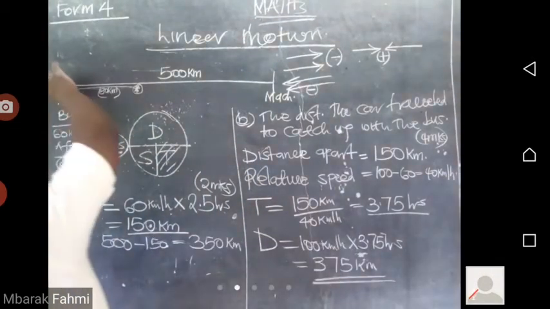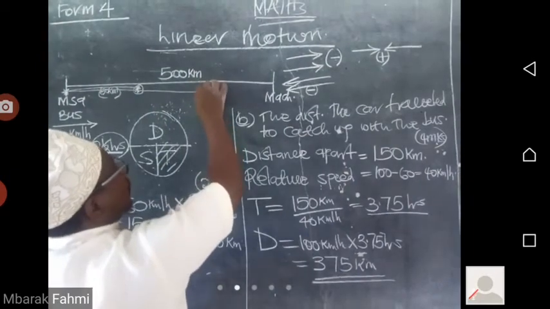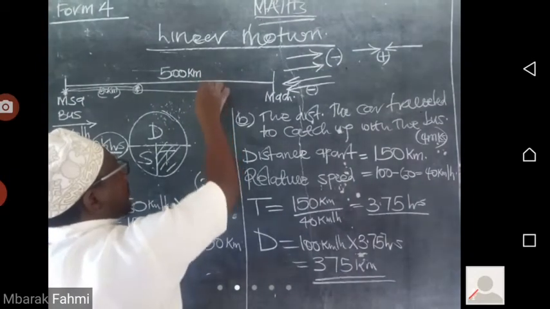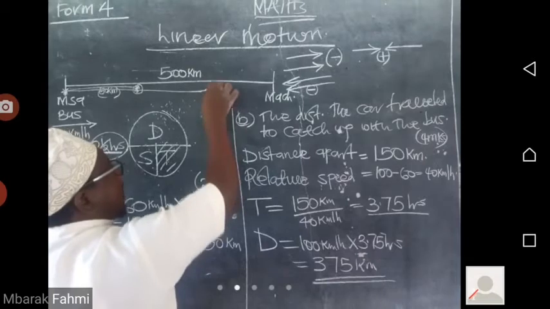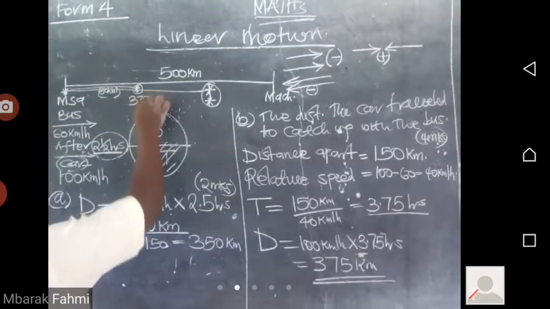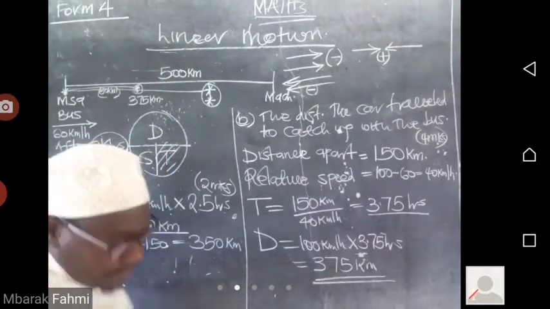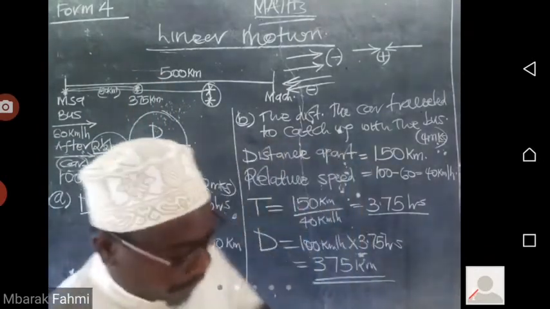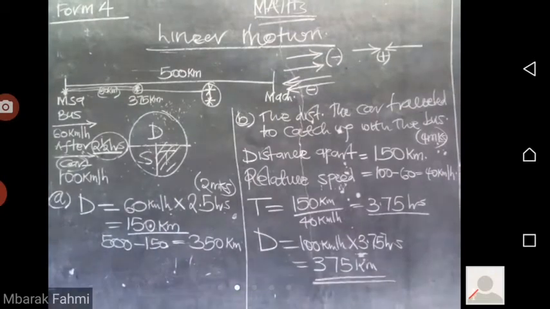So by the time they are now meeting, the car and the bus will have covered 375 kilometers. Okay, that is 4 marks. Now part B, we are through with part A.